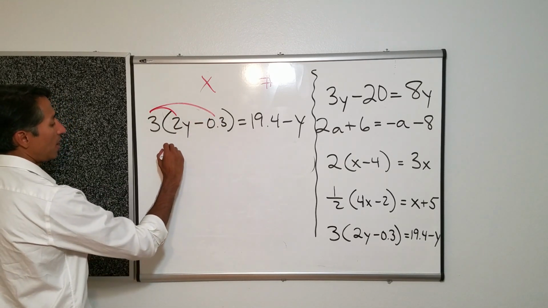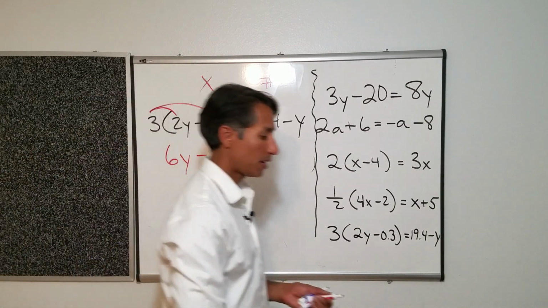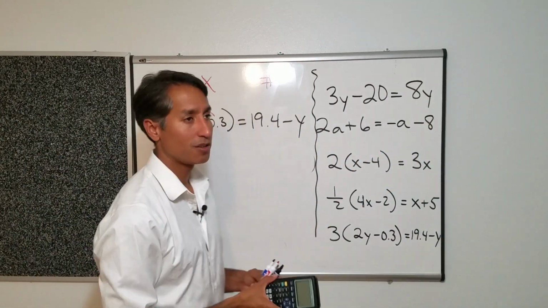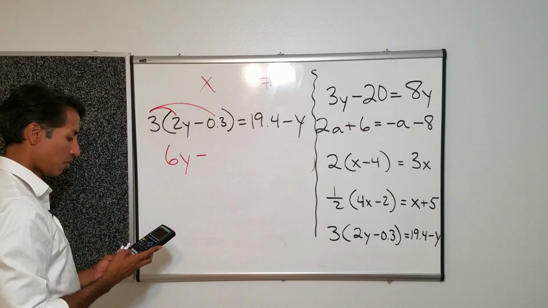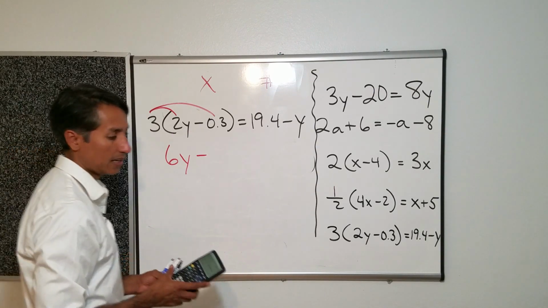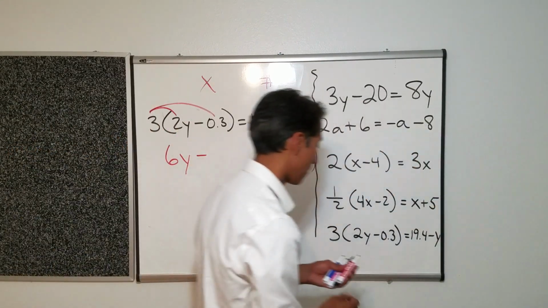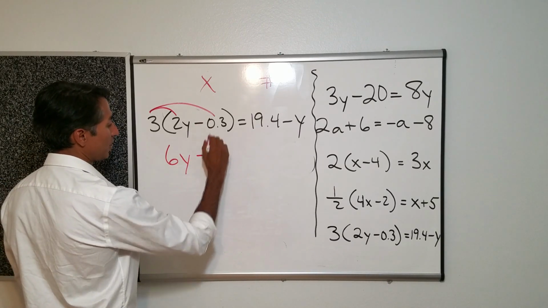3 times 2y is 6y. 3 times 0.3, if you're not sure, use your calculator, okay? Oh, it's a negative 0.3. So negative 0.3 times 3 is negative 0.9.